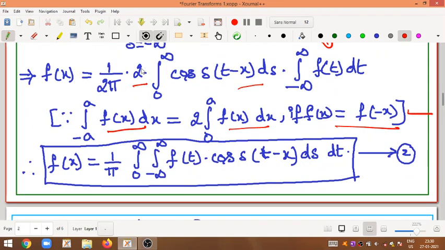Next, the 2 gets cancelled, and the remaining term is 1 by pi into the integral from 0 to infinity. Now writing the integral terms at one place: the integral from 0 to infinity, and another integral from minus infinity to plus infinity of f of t into cos s of t minus x ds dt. Call it equation 2. This is one of the forms.